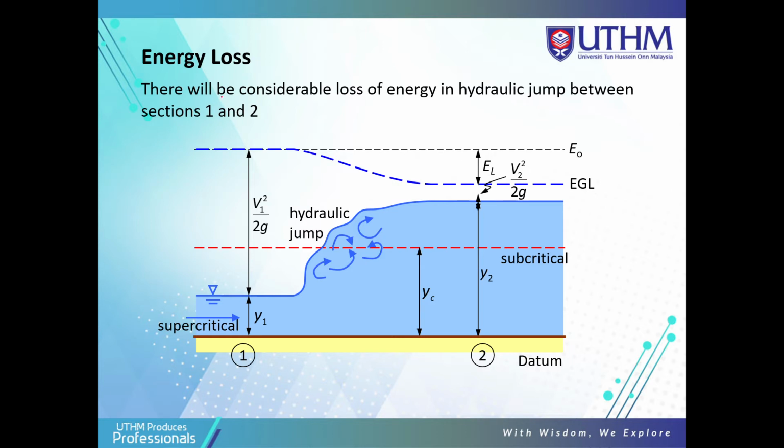So this is energy loss. Energy loss in a hydraulic jump here. There will be a loss of energy considered in the hydraulic jump between section 1 and section 2 here. So we have the energy loss between section 1 and section 2. We get the y1 here before the jump. When the hydraulic jump occurs, we know that the critical depth is here, and we get the y2 in subcritical flow here after the jump.